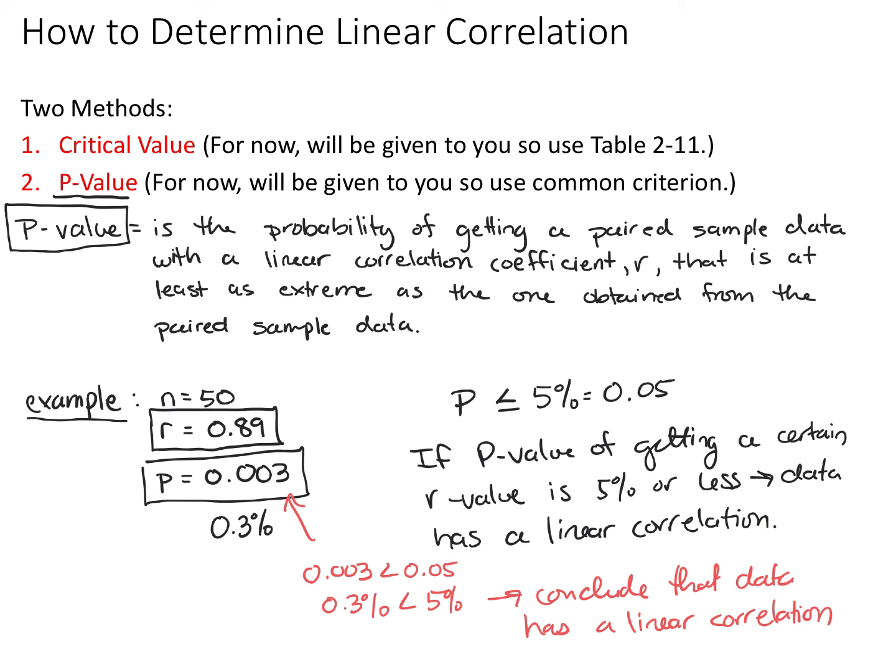Basically, this correlation coefficient of 0.89 is strong enough for us to say that yes, there is a linear correlation, more specifically a positive linear correlation between our two variables. Again, it doesn't matter which method you use, whether it's the p-value method or the critical value method, it will always lead you to the same conclusion about whether or not your data has a linear correlation.